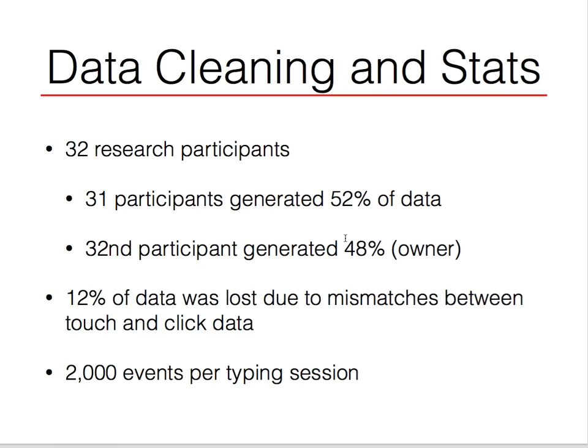After gathering the data, we underwent a data cleaning process and some exploratory analysis. We had 32 research participants, where 31 generated 52% of the data, and the 32nd generated 48%, representing the owner of the smartphone. Unfortunately, 12% of the data was lost due to mismatches when linking the touch and click data. In all, there were 2000 events per typing session.